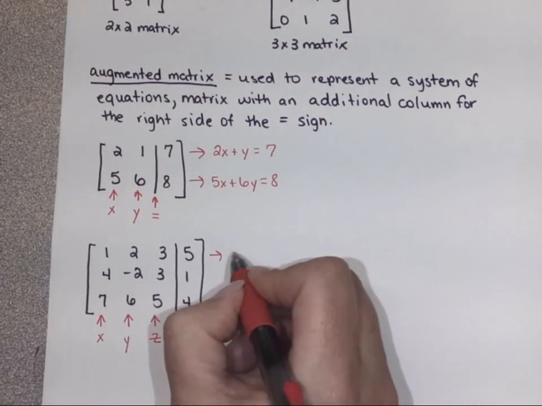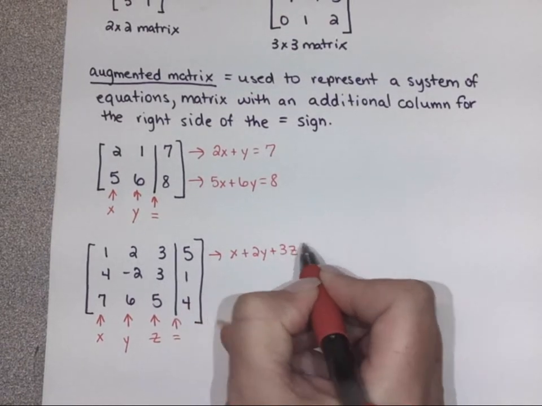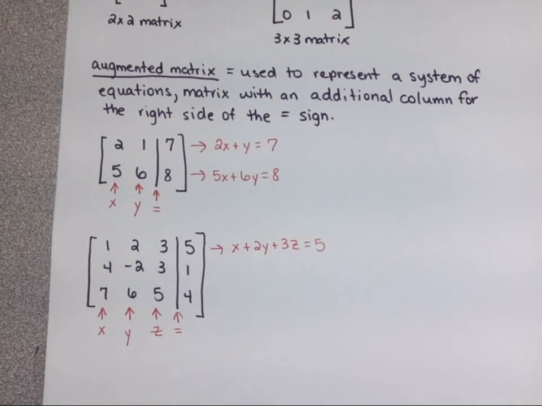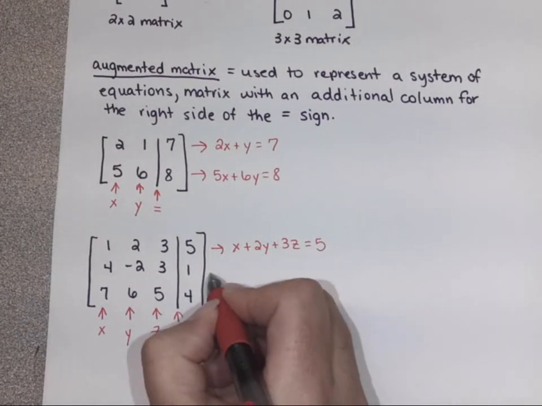So this first row would look like x plus 2y plus 3z equals 5. Notice I make my z's look like a slash through them so they don't look like 2's. If your 2's and your z's tend to look similar, you need to have some way to tell them apart. So that's why I use that.